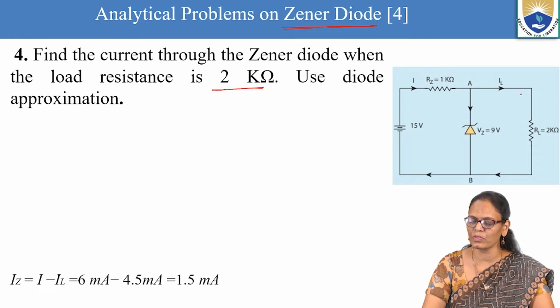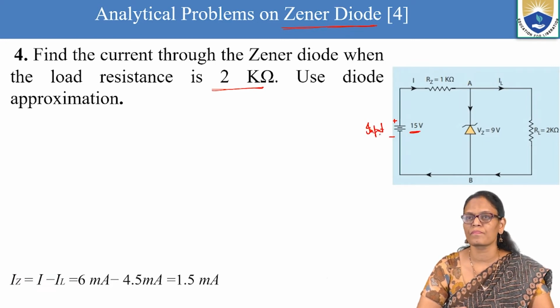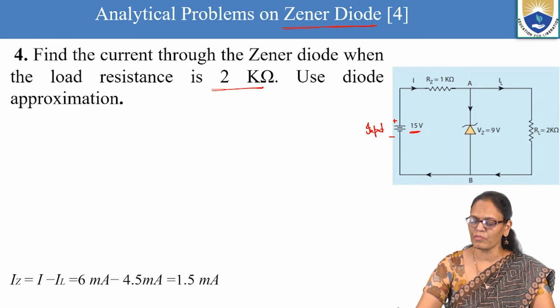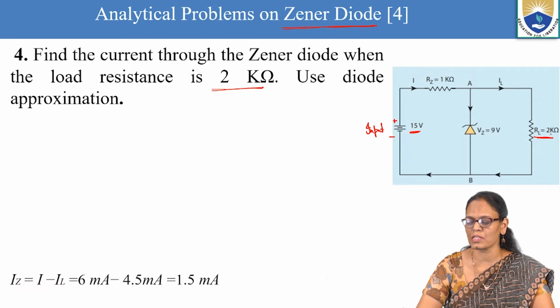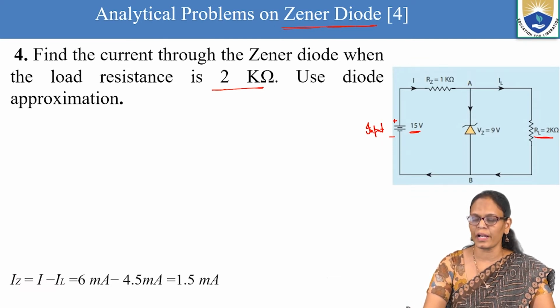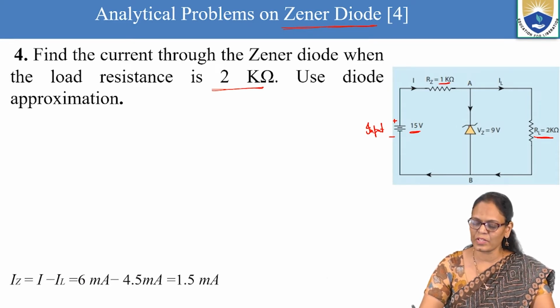So this is the circuit we have. This is the input voltage, 15 volts, and then we have a load resistance given, RL is equal to 2 kilo ohms. And here the resistance to regulate the current is 1 kilo ohm. We have the Zener diode. This is the Zener diode symbol used, and the voltage across it is 9 volt.